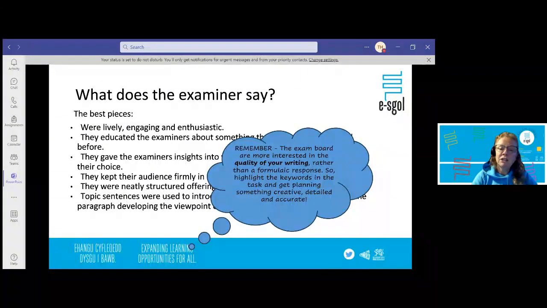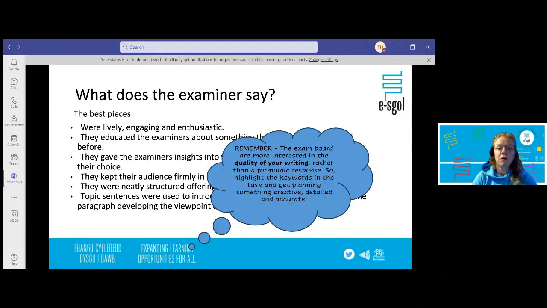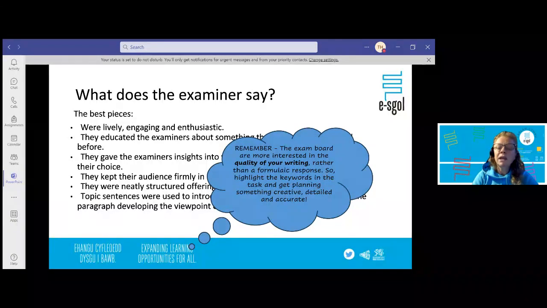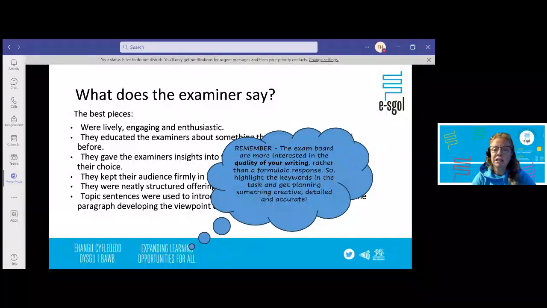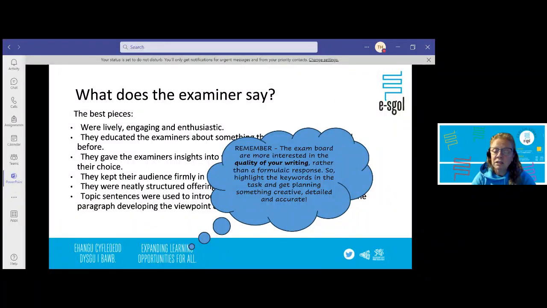So the exam board is interested in the quality of your writing. They don't want a formulaic response. So making sure that you know the keywords and you just get planning to get something really creative, detailed and accurate. Proofread, save yourself some time, check it at the end.